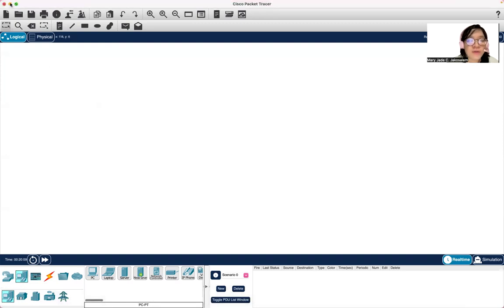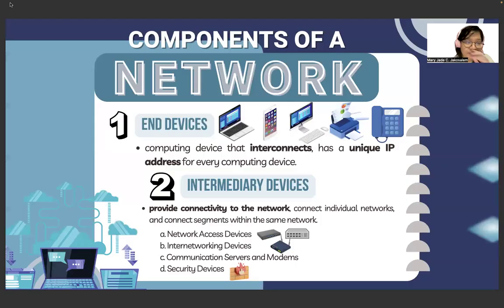So moving on, going back to our PowerPoint. So those are end devices. Once again, they're computing devices that interconnect and they have a unique IP address. And again, remember, they can either be the source or the destination of the data being transmitted. Then we have the second one, the intermediary devices. They are the devices that provide connectivity to the network. They connect individual networks and connect segments within the same network. So basically, they are the devices that enable the connection in a network.